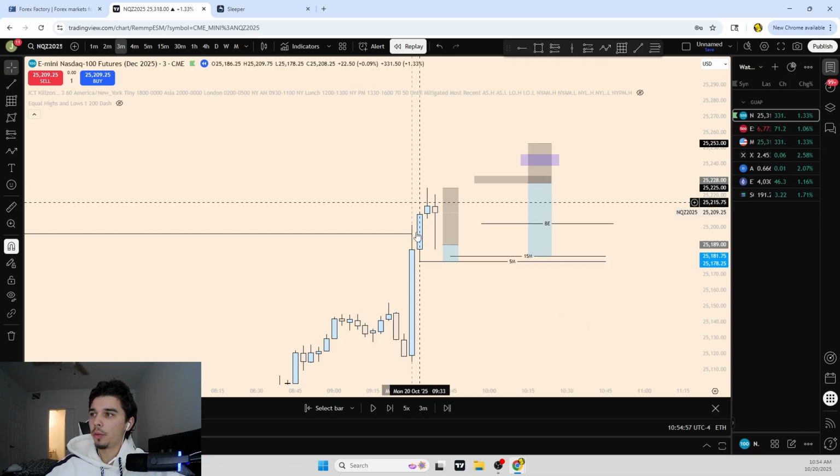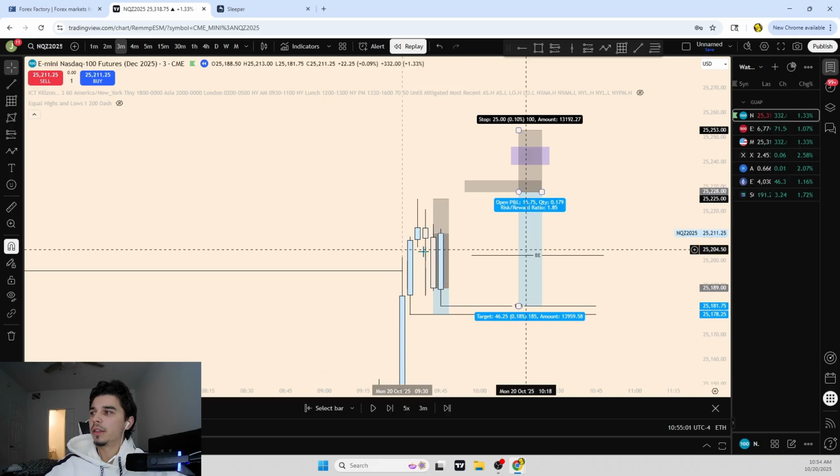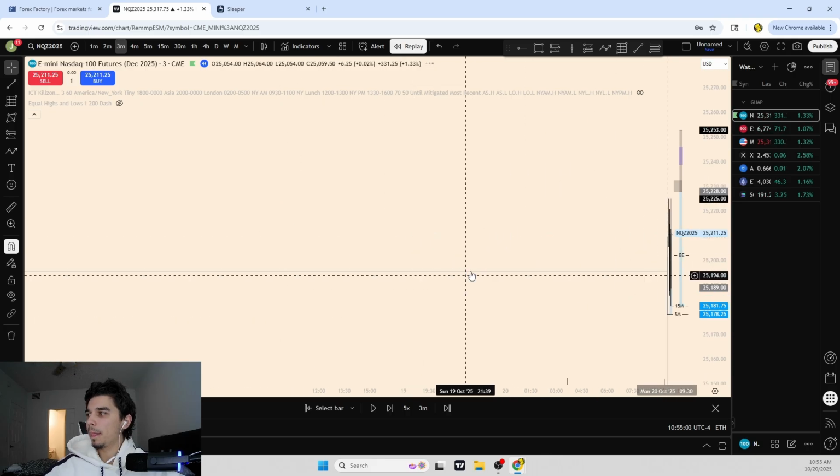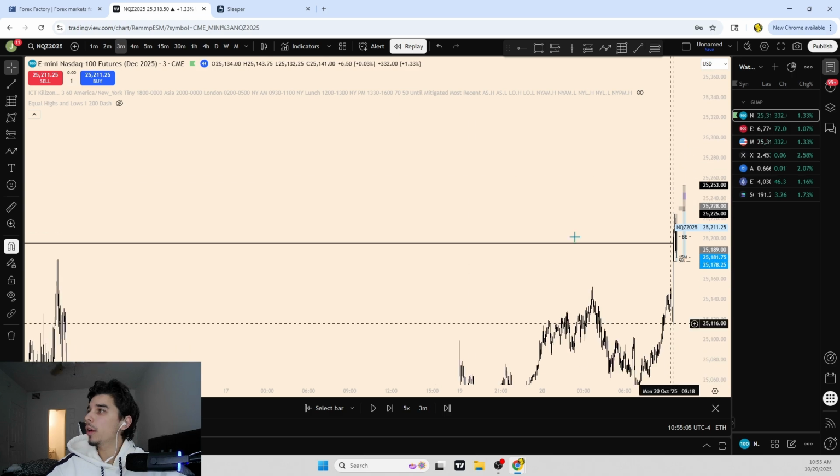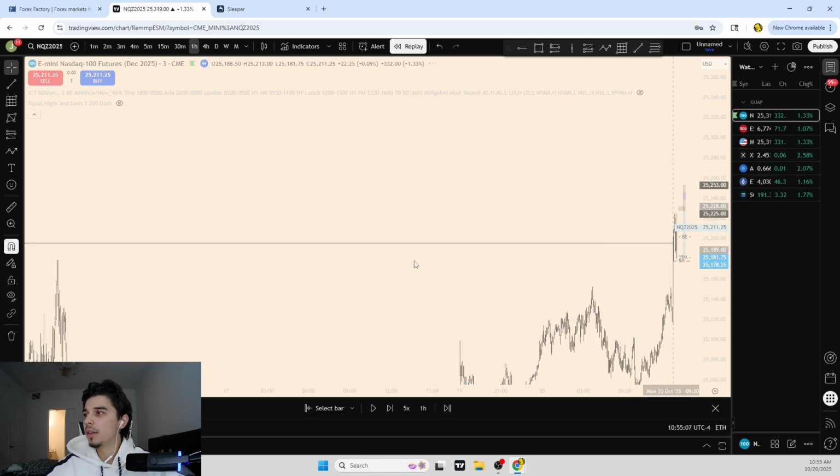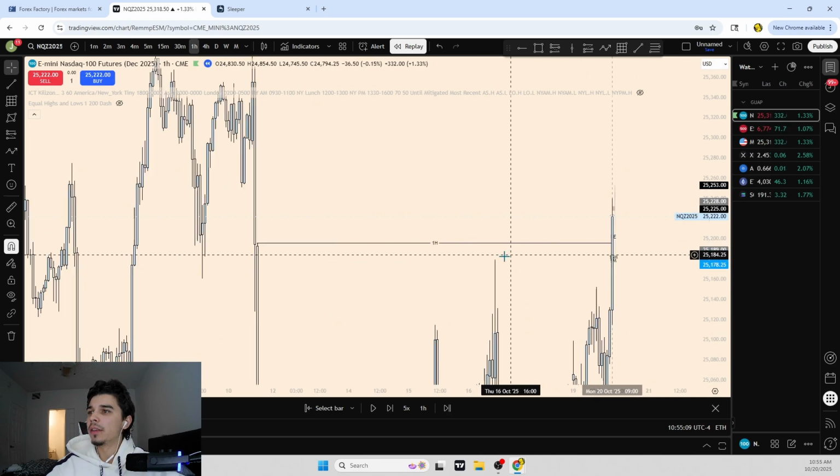Someone in chat said the 3-minute failed at 9:42. Well, I'll tell you why it failed right now. Here it is. We're rejecting this entry point right here. Sorry, before I get into that, this entry point to the hourly fair value gap is also the entry point to a 15-minute.